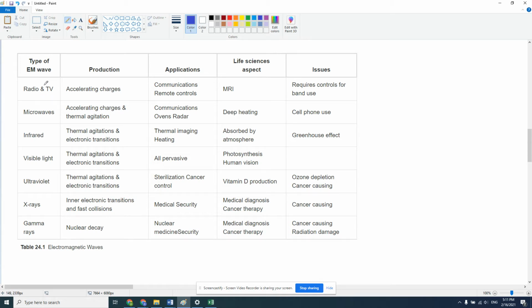So radio waves, often known as TV waves too, their uses are pretty straightforward. Believe it or not, they're used for communication. Communication, remote controls, although infrared is also used for remote controls as well. There's all kinds of different radio waves.